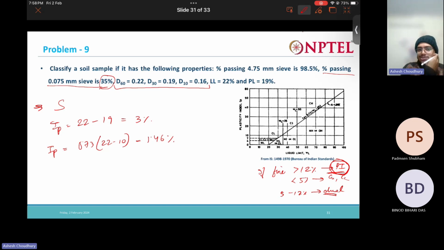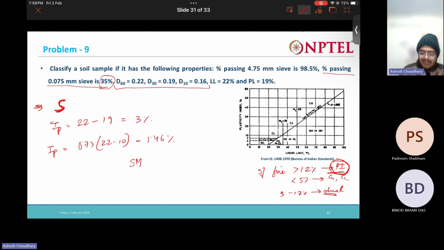Your soil is sand, coarse. How is ML coming? First, see, there are two parts, prefix and suffix. So the prefix you have already identified as S. So just tell me the suffix, whether it is M or C. M. You are telling this is M. You are saying this is SM.